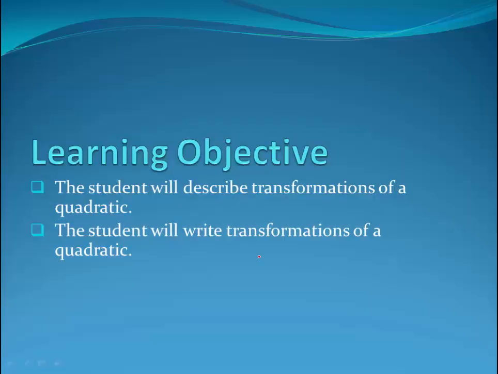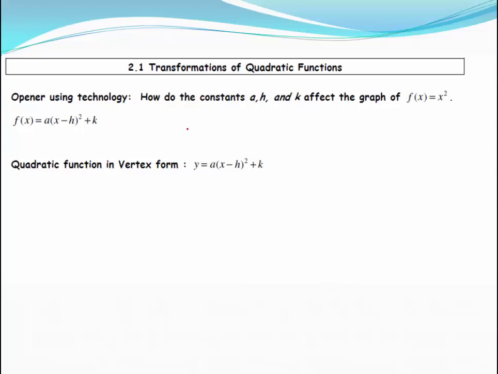The learning objective for this lesson is that all students will be able to describe transformations of quadratic functions and then be able to write their own transformations of those same functions. So let's take a look at our basic function f of x equals x squared.